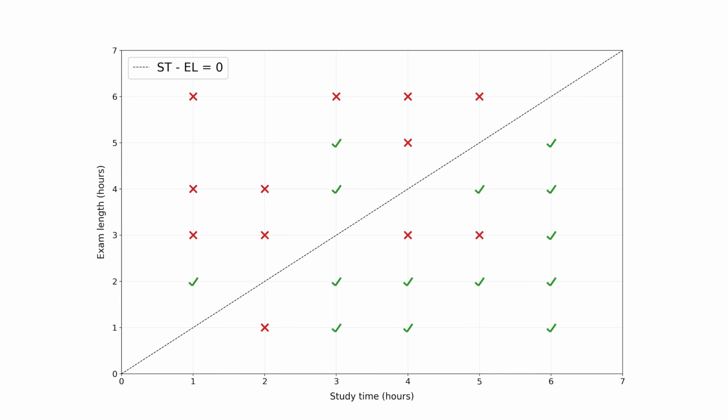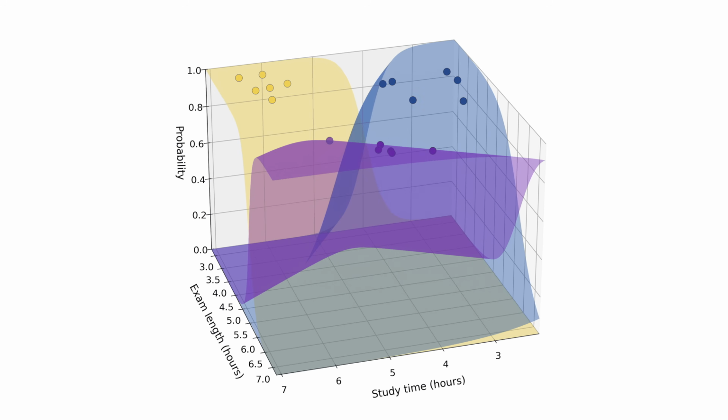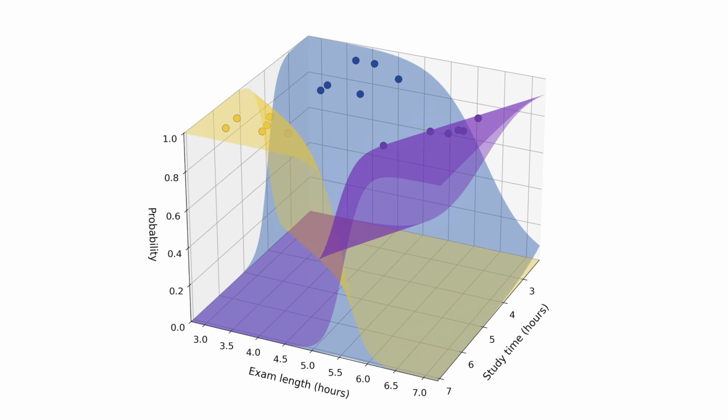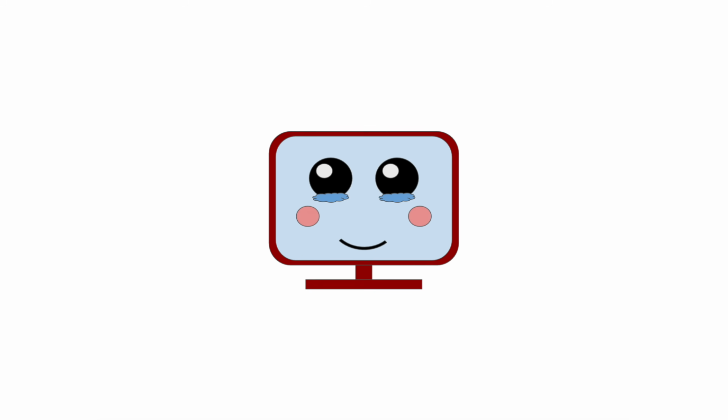But there's still much more to this story. How do we find the right line? How does this extend beyond two groups? And importantly, how do we make sure these probabilities actually match the data we have? That's what we'll look at next.